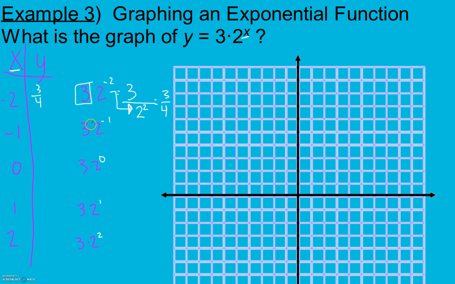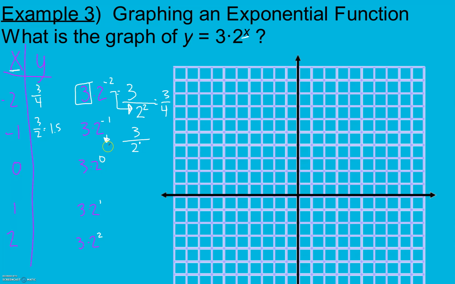Same thing here. The only thing I need to change is my negative exponent, so I drop it to the denominator. My 3 doesn't have a negative exponent though, so it stays. My 2 drops down and my exponent becomes positive. So I have 3 over 2, which is 1.5.